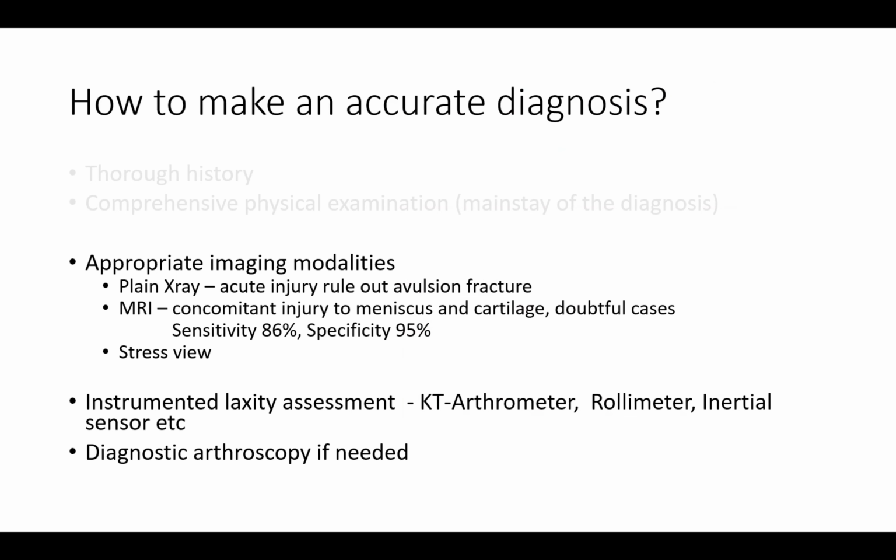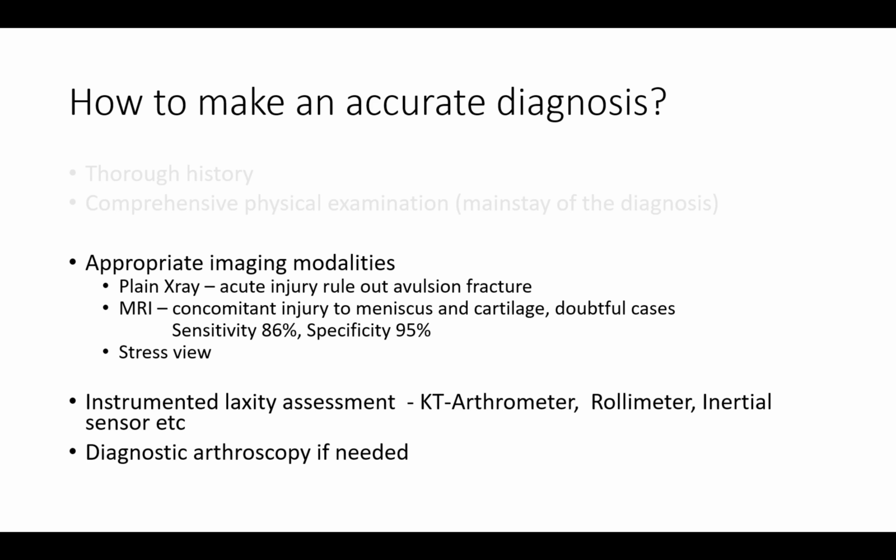Apart from history and physical examination, clinical evaluation can be complemented by certain investigations, specifically imaging modalities such as stress view and MRI. Appropriate imaging modalities such as plain X-ray, especially in the acute stage, are important to rule out avulsion fracture, and in the chronic stage, we want to look at the joint space as well as the alignment. The stress view can be done to objectively measure the anterior translation. We do MRI mainly to assess any concomitant injury to other ligaments, especially the meniscus and the cartilage. And it was found to have a sensitivity of 86% with specificity of 95%.